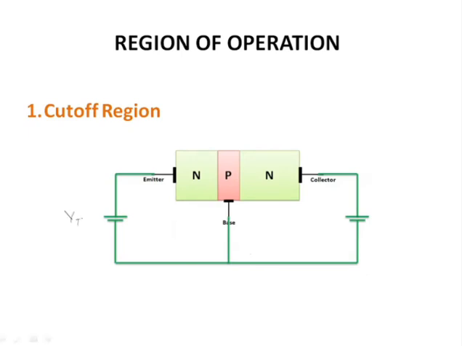In the cutoff region, VEB, VCB, both of these are reverse biased. So in reverse bias, the N type is connected to the positive terminal, and the P type base is connected to the negative terminal. Likewise, the N type collector is connected to the positive terminal and the P type base is connected to the negative terminal. Again, reverse biasing. So because of the difference in these three types of biasing, we can change the region of operation of the BJT and obtain it according to the application we require.